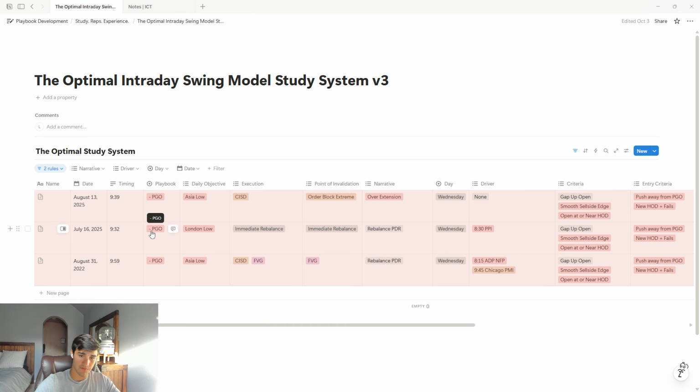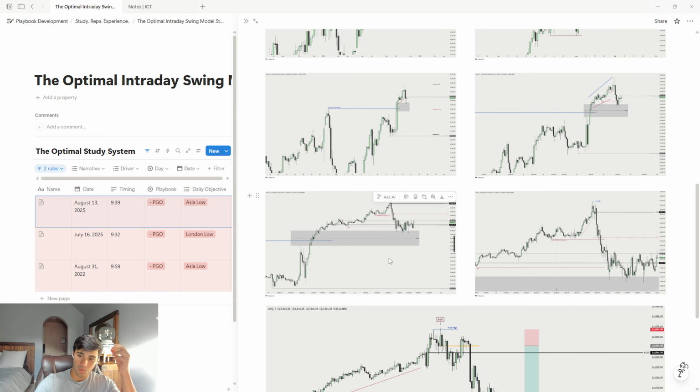Playbook, self-explanatory. Daily objective is also self-explanatory. I want to note what was the daily objective for the day? Meaning, what was the furthest objective that the market reached for in that session? What did the market specifically reach for in that session?